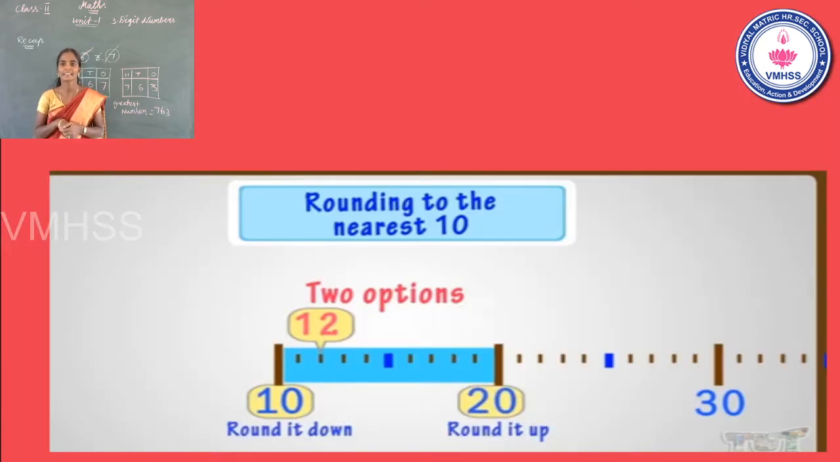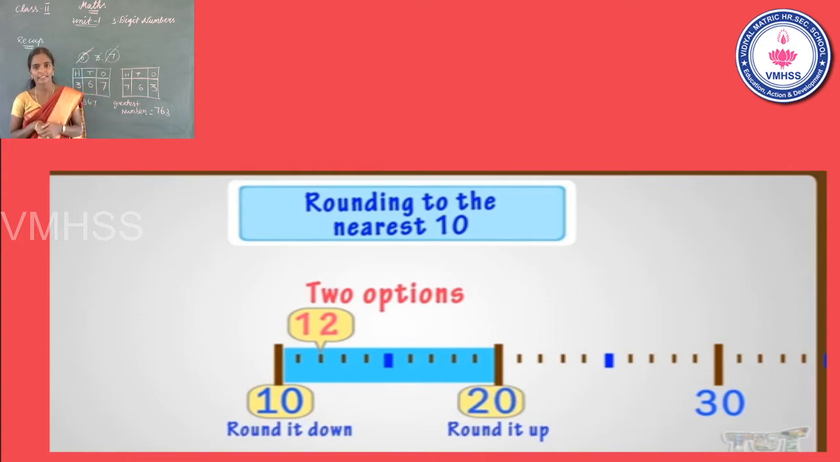Rounding to the nearest 10. Children, rounding to the nearest 10 means finding which 10 they are closer to. Okay children, first step, we find the round off to the nearest 10 using a number line.